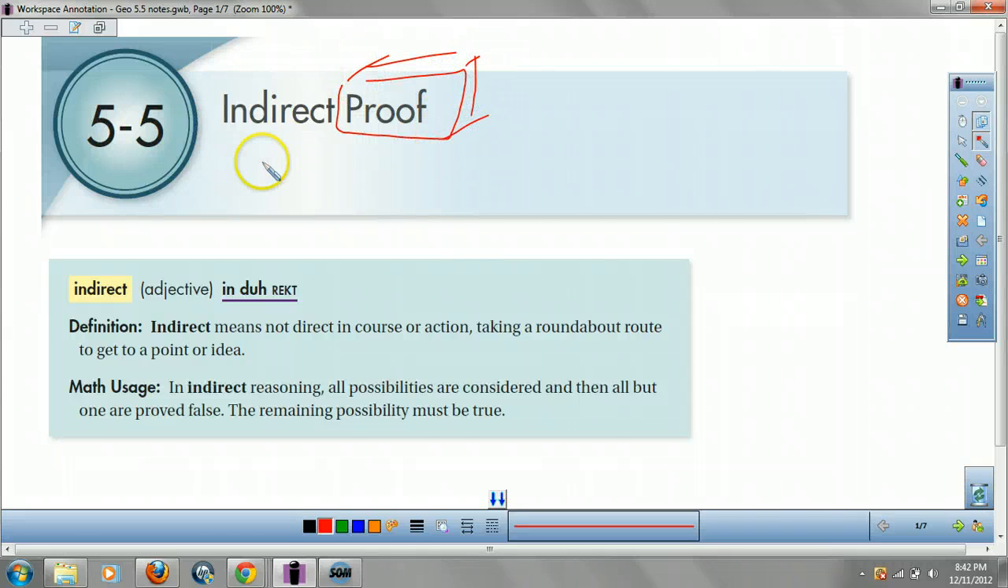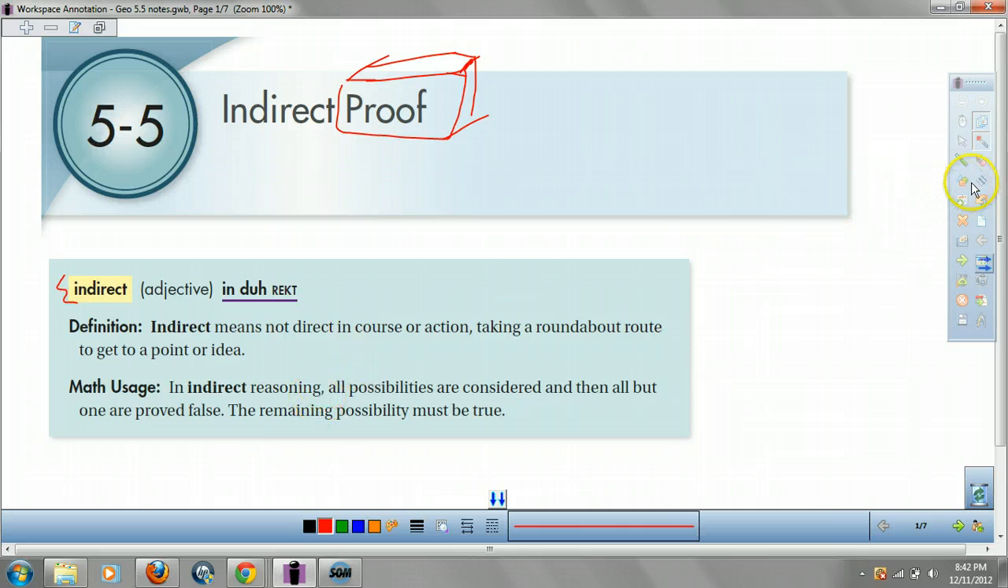Okay, so first off, let's talk about what it means to be indirect. That means you don't go directly at them, you take a roundabout way. It's sort of like you're trying to ask out a girl without just coming out and asking her out. You're taking the indirect method. So for an indirect proof, you assume what you're proving is not true, and you show that it has to be true.